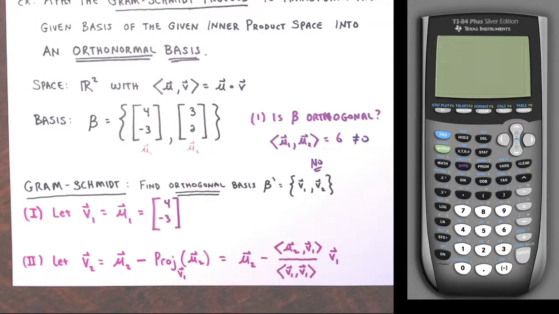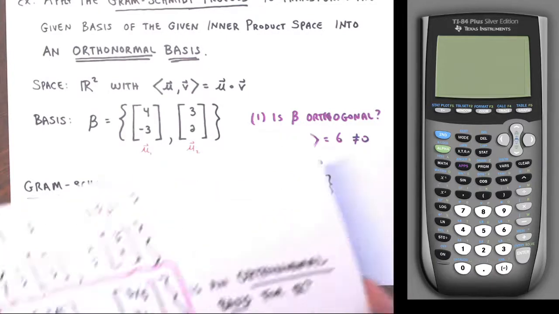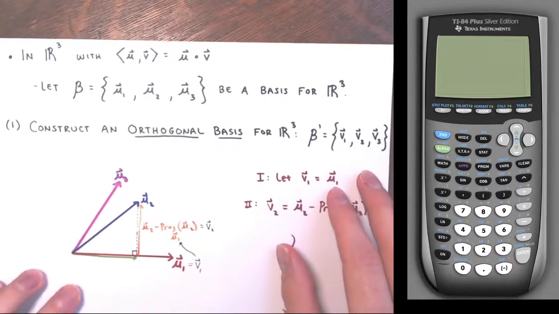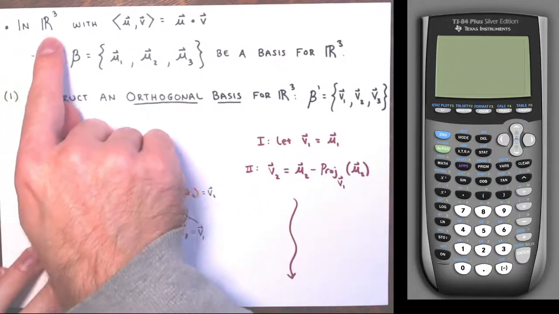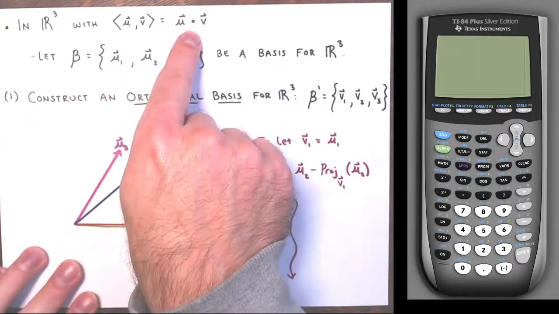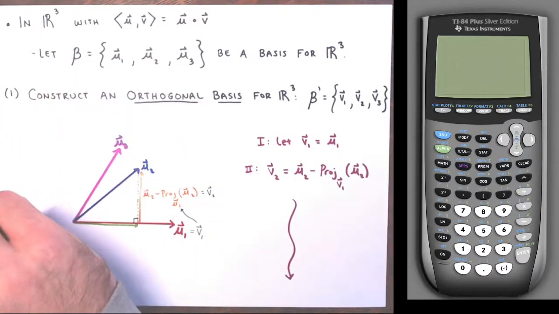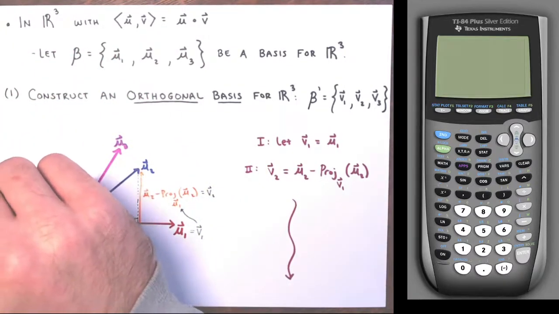All right, so I'm going to show you the same procedure in R3 under the dot product, and then we'll generalize it to any inner product space. All right, so here we are now in R3. Right, in R3 with the inner product being the dot product. Just so orthogonal means perpendicular, right, forming 90-degree angles.